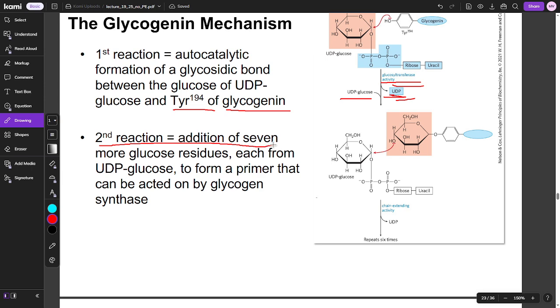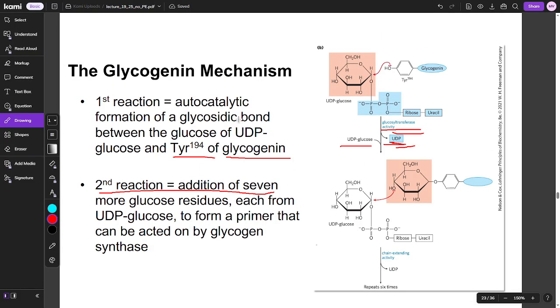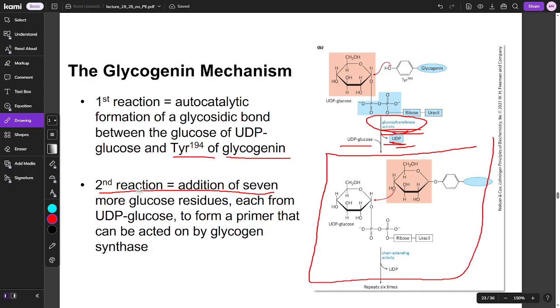This second reaction, the addition of like 7 more glucose molecules, is done by glycogen synthase. But this first reaction has to be done by glucosyltransferase activity from glycogenin. So the glycogenin's glucosyltransferase activity is what primes the glycogenin by adding the first glucose. But then everything after that, everything from here downwards, is using a glycogen synthase.